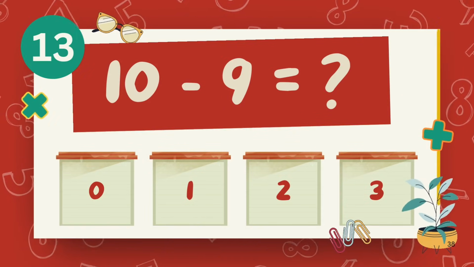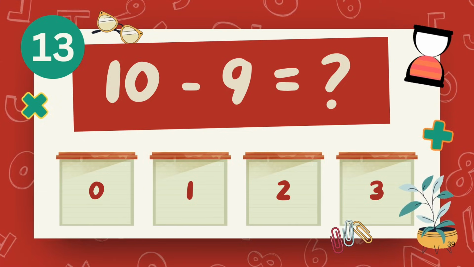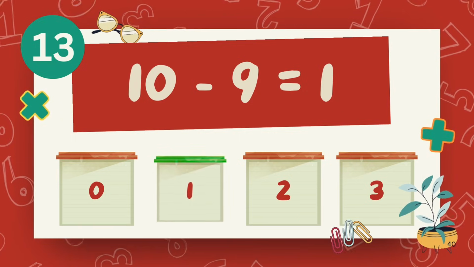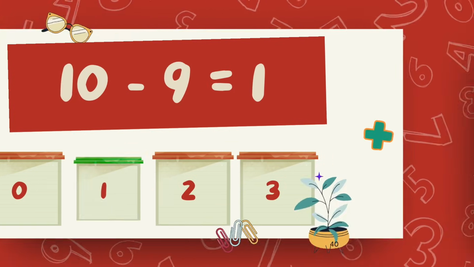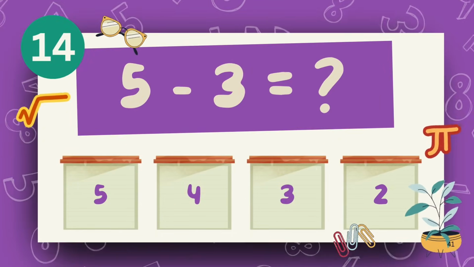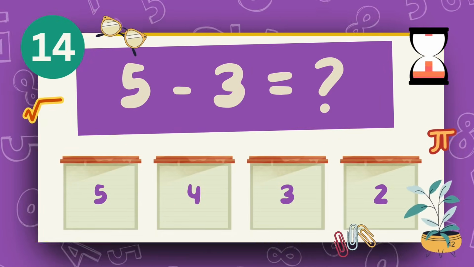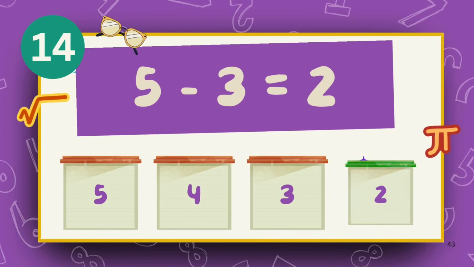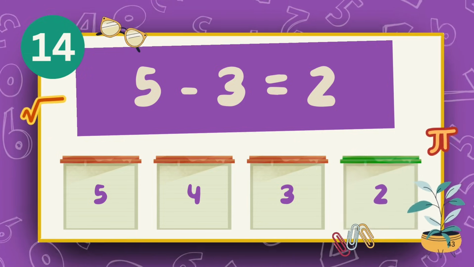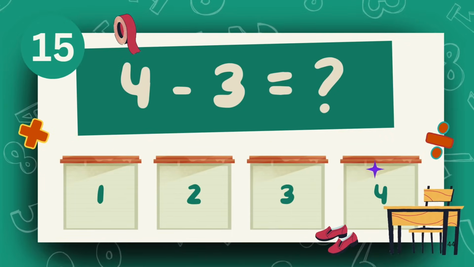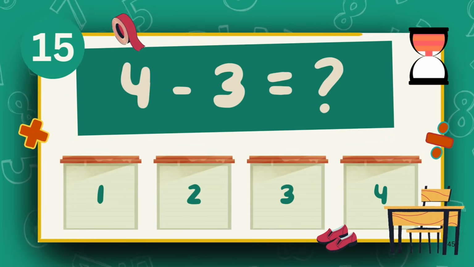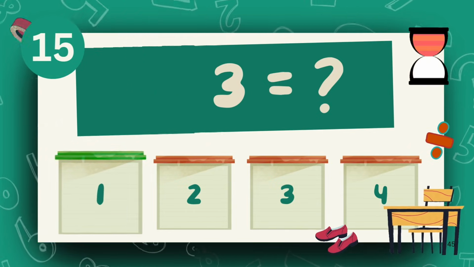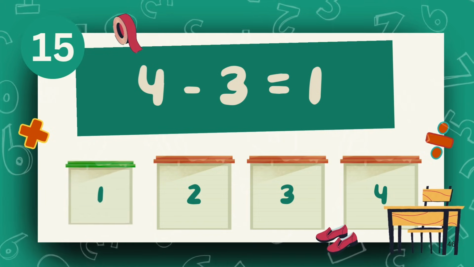What is 10 minus 9? The answer is 1. What is 5 minus 3? The answer is 2. What is 4 minus 3? The answer is 1.